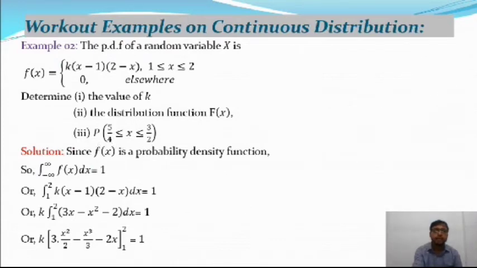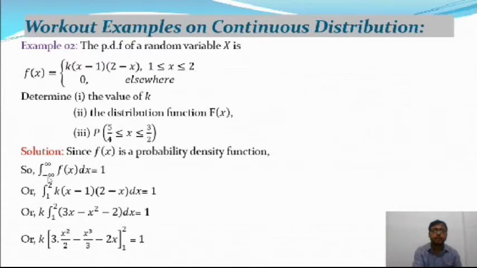So here is the solution of the given problem. Since the function f(x) is a probability density function, from the properties of probability density functions, the integral from minus infinity to plus infinity of f(x) dx is equal to 1. Here f(x) is equal to k into x minus 1 into 2 minus x in the interval 1 to 2. Otherwise it will be 0.